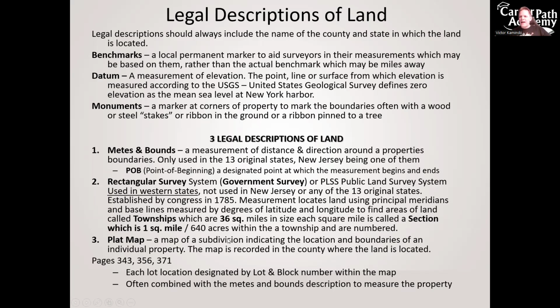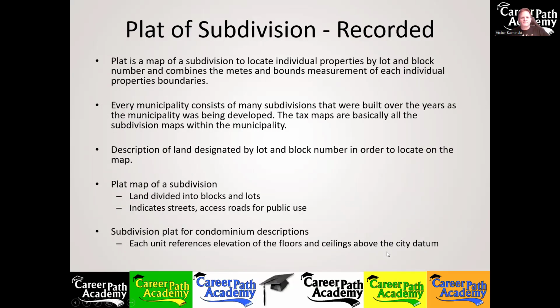A plat is a map of a subdivision which locates the individual properties and their boundaries. So it often combines legal descriptions. Like here in New Jersey, a plat map would often be combined with the metes and bounds legal descriptions of each of the individual properties within that subdivision. So plat maps of a subdivision are to locate individual properties by lot and block number, and combine the metes and bounds measurement of each individual property.